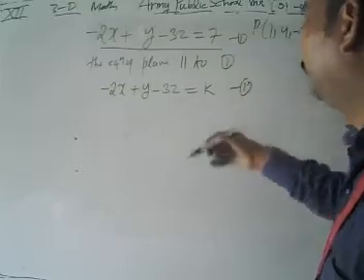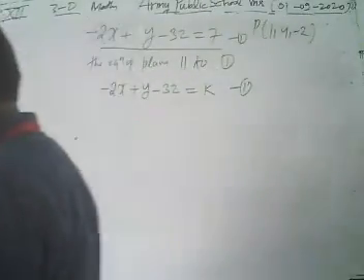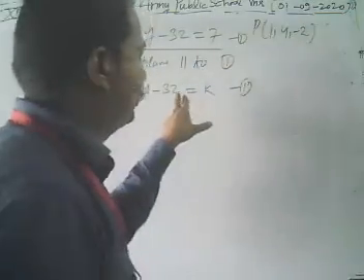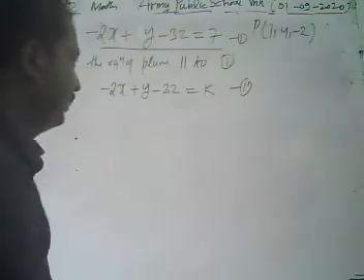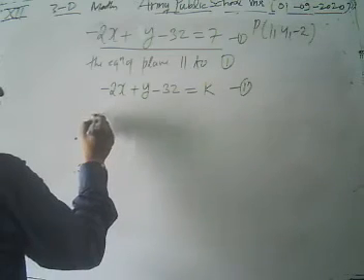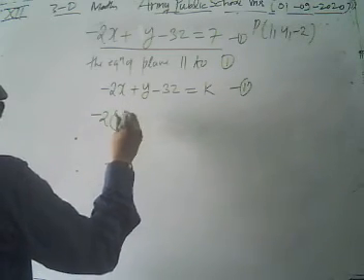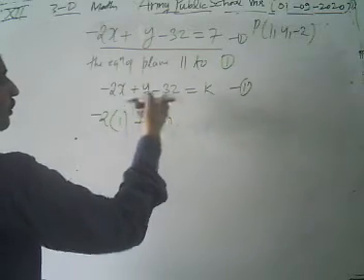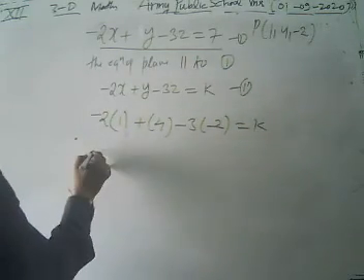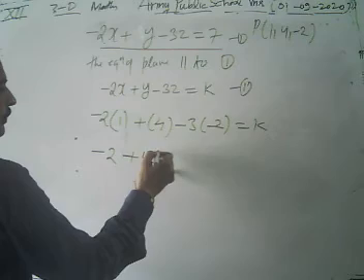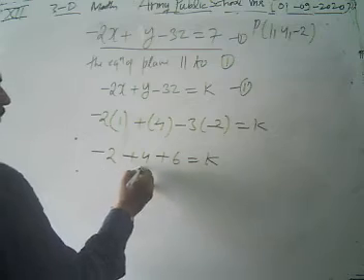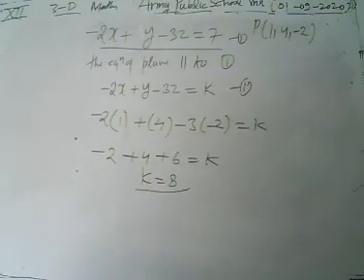Now, our equation of plane passes through which point? It passes through the point (1, 4, -2). So we put the values in place of x, y, z: 1, 4 and -2. We get -2 times 1, plus 4, minus 3 times -2, equal to k. That gives -2 + 4 + 6 = k. So we get the value of k is 8.